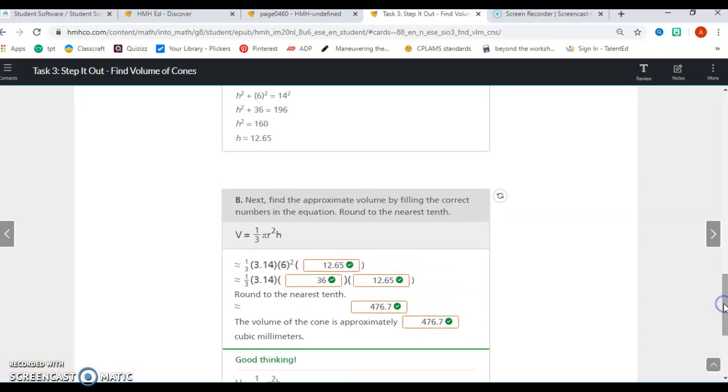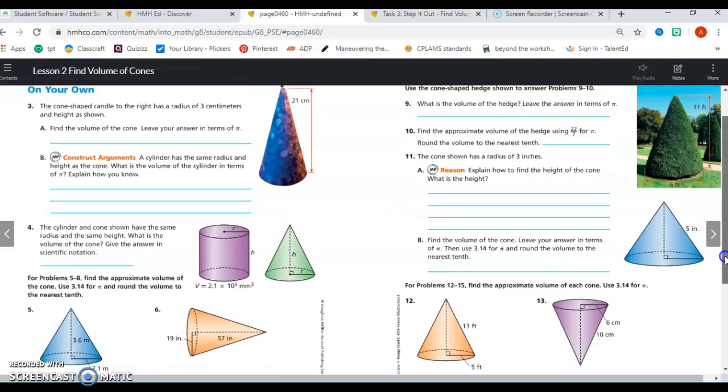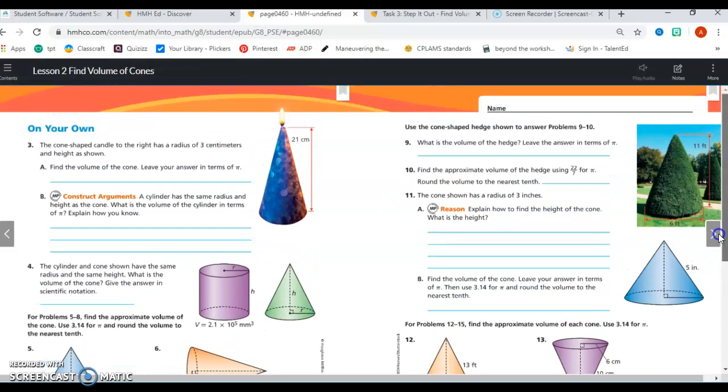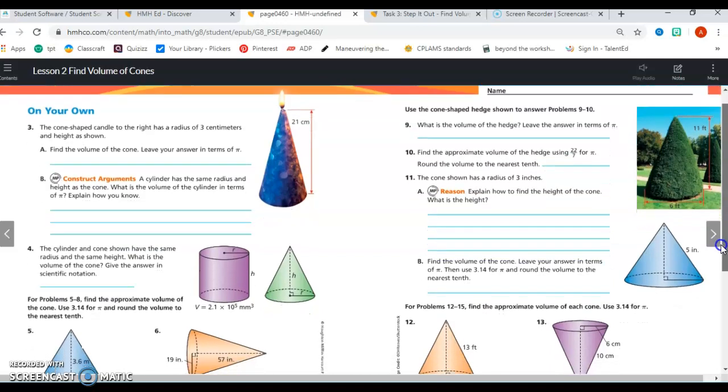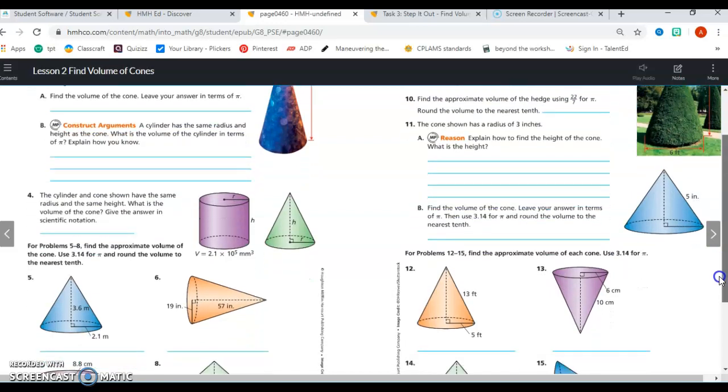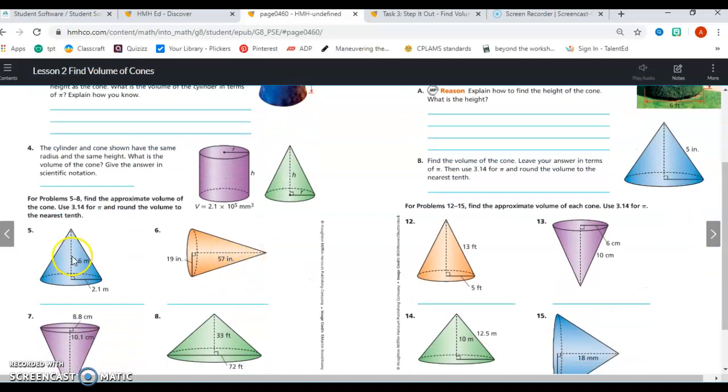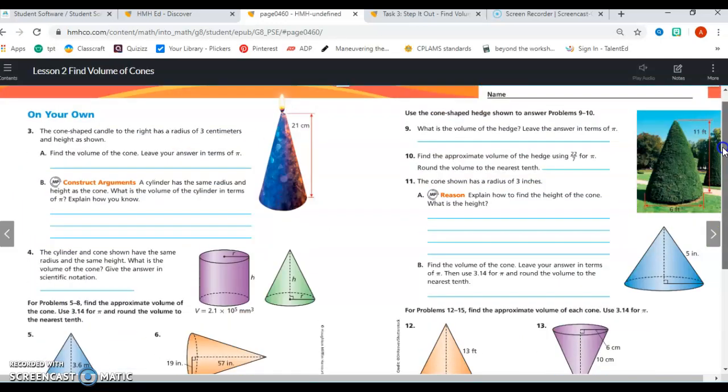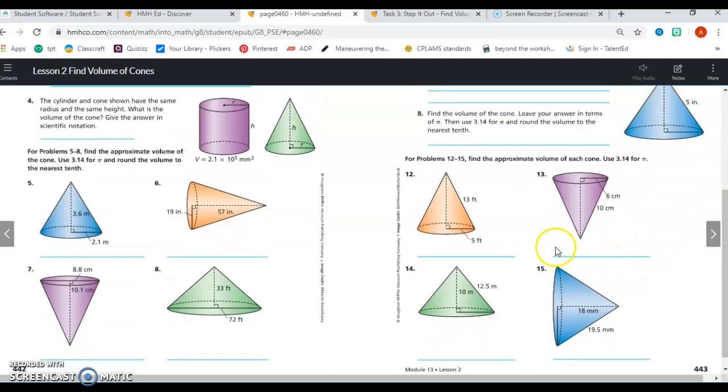So this is going to help you with your homework or your assignment. After you watch this video, please go to Into Math and complete your on your own assignment. You're working on volume of the cone given the height. Please skip number 4. That one's talking about scientific notation. We don't do that just yet. You're finding the volume of the cone in terms of pi. And when given the slant height, here's 12, 13, 14, 15, slant height.